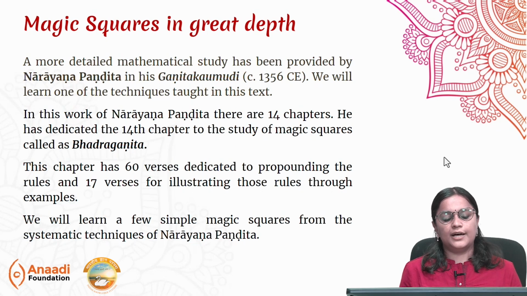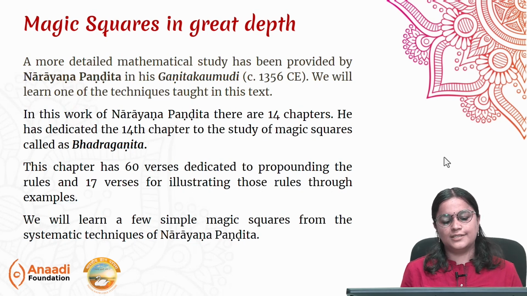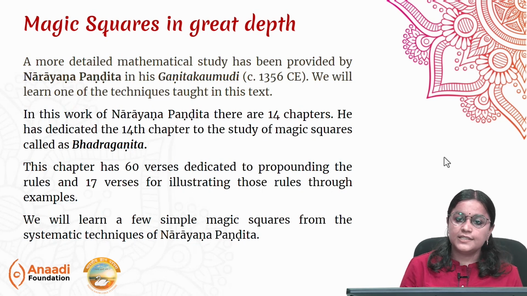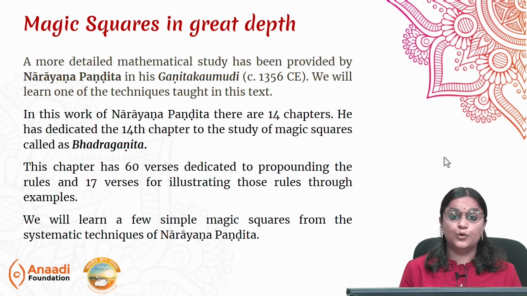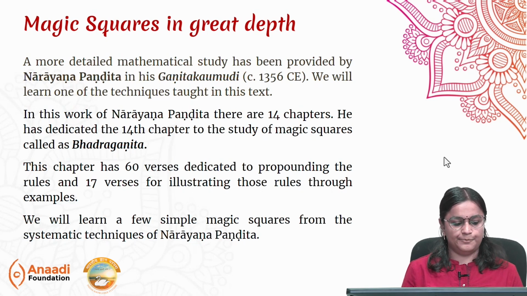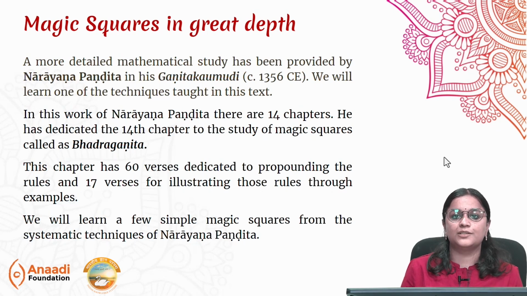In this work of Narayana Pandita, there are 14 chapters, the last of which is dedicated to the study of magic squares or Bhadra Ganita. This chapter has 60 verses which propound the rules of Bhadra Ganita and 17 verses which use different explanations and examples to elucidate the same. We will learn a few simple magic squares from the systematic techniques that Narayana Pandita has passed on to us.